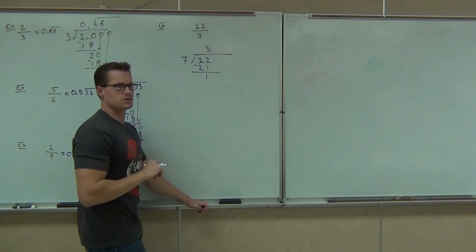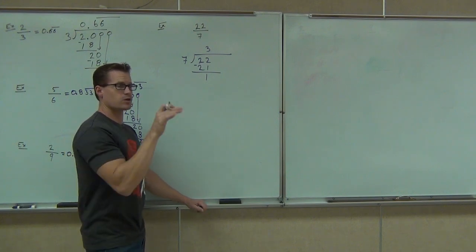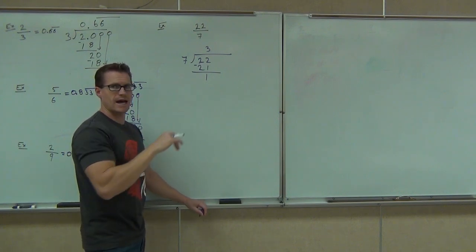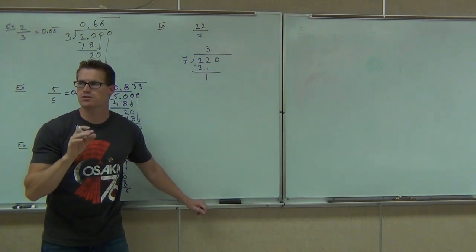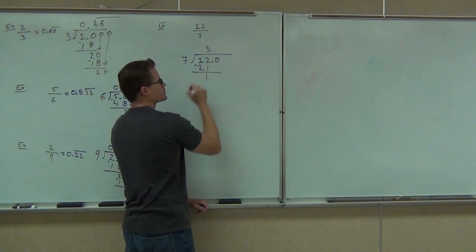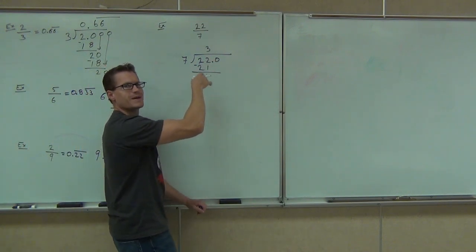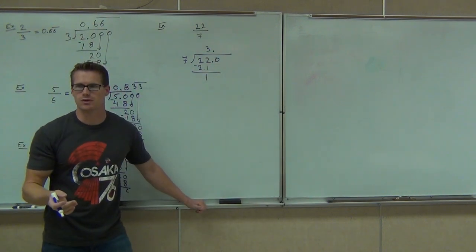And then what do I need to do? In order to put a 0, what do I need to add on? I can't just do this, because that changes it to 220. I don't want to change the value. What do I need? Add a decimal. So notice, if you're going to start putting zeros, it better be behind a decimal. So that means the decimal goes up there. It's going to be 3 point something.